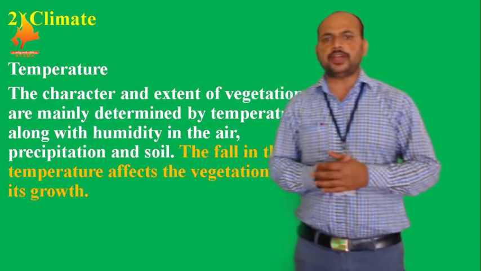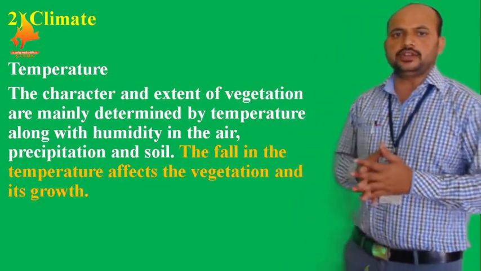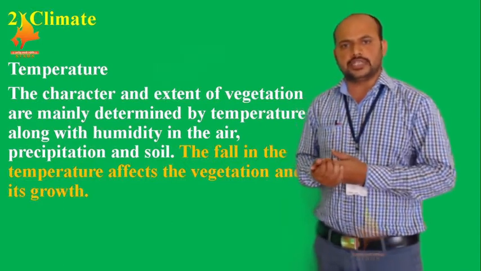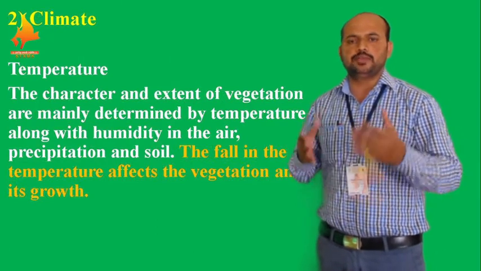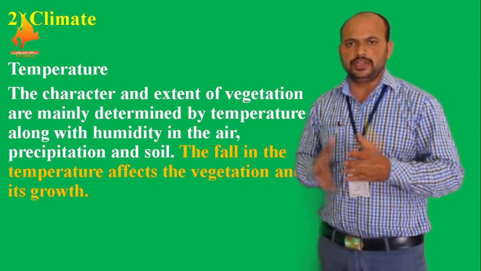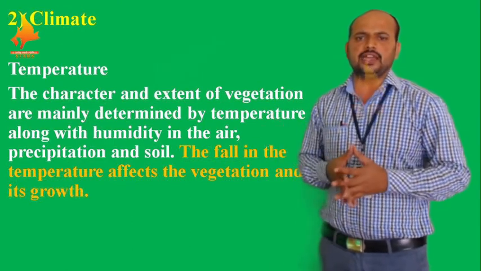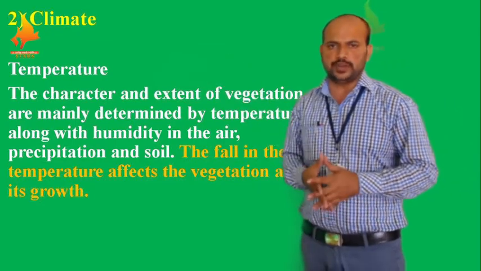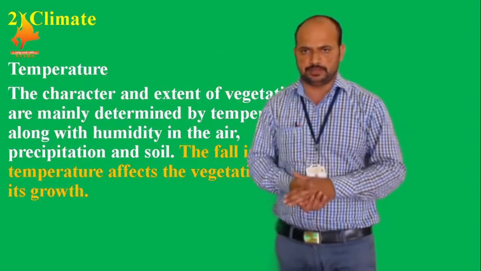Now the third factor we have is climate. There are different elements of climate, we know it very well. Already we have studied it in the climate chapter. That is temperature, precipitation, humidity, photoperiod. We can consider them the elements of climate. Now the first element is temperature. Now, how does temperature affect the vegetation?